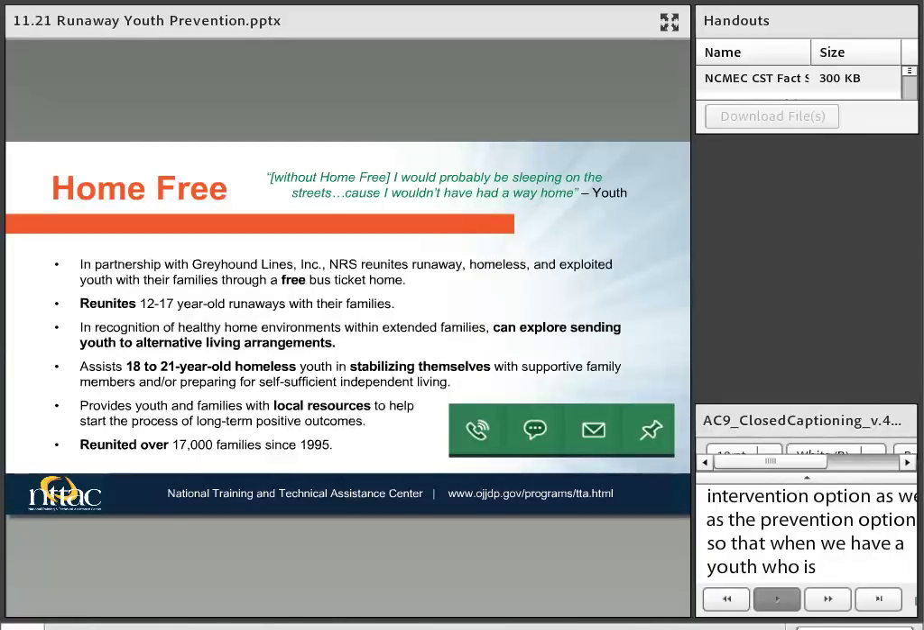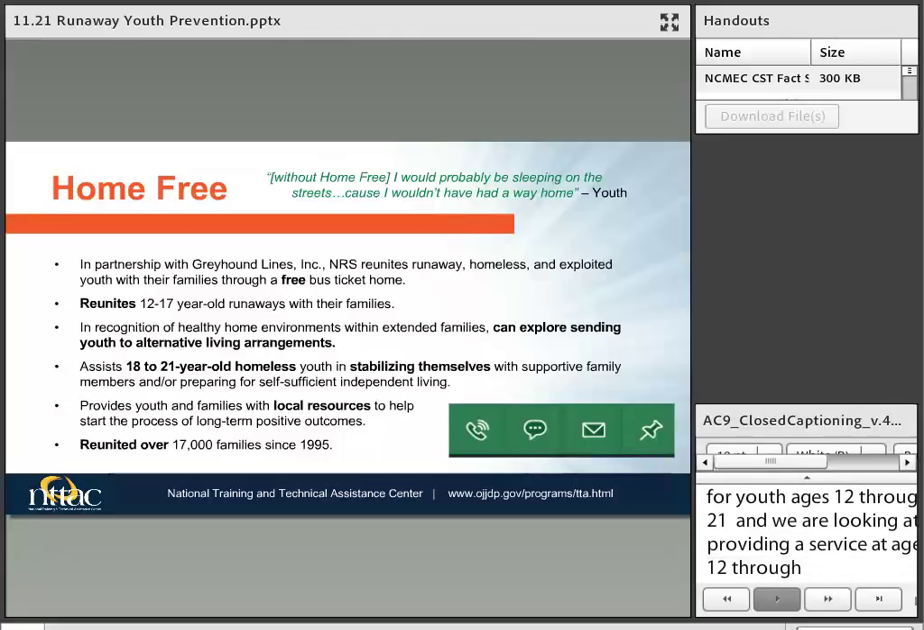Another key program that we offer, we work with Greyhound Bus Services and operate the Home Free program. Home Free is essentially a free transportation system where we are able to facilitate access to a free bus ticket for youth ages 12 to 21. When we are looking at providing the service for 12 to 17-year-olds, we are facilitating a return home to a legal guardian or a parent. There's a lot of effort and a lot of work that goes into facilitating that return home.